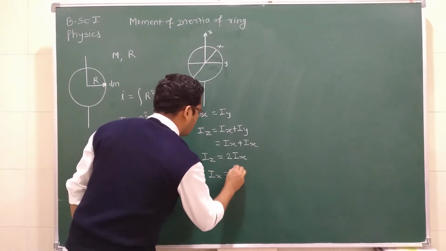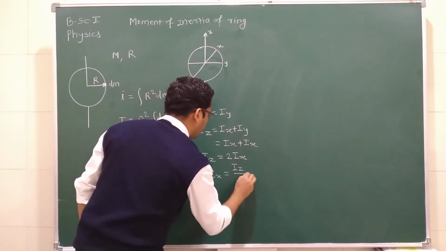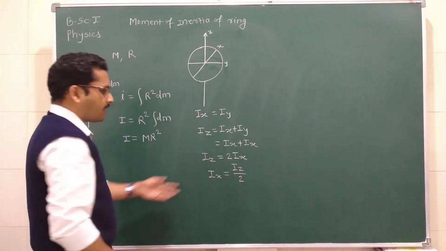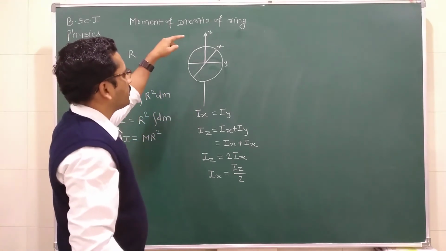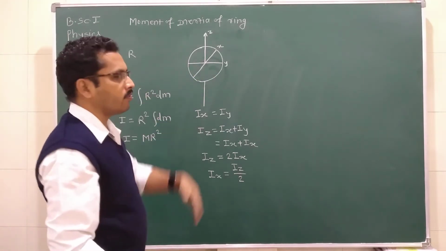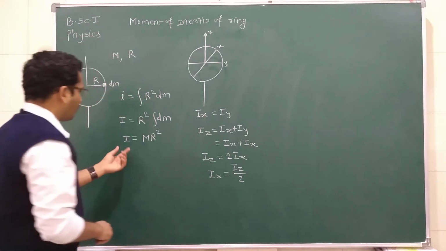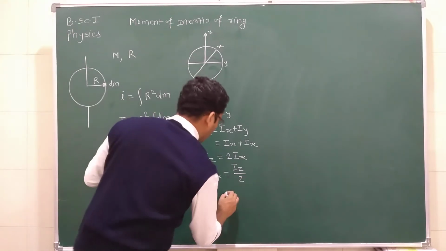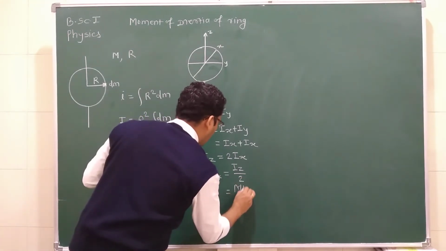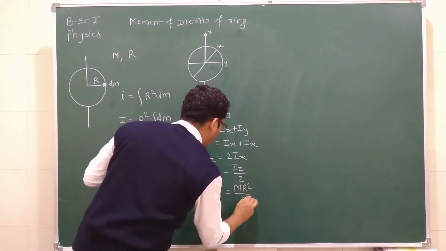Ix is equal to Iz divided by 2. But what is Iz equal to? Iz is the moment of inertia passing through the center and perpendicular to the plane, which is nothing but mr square. So we can write here mr square divided by 2.